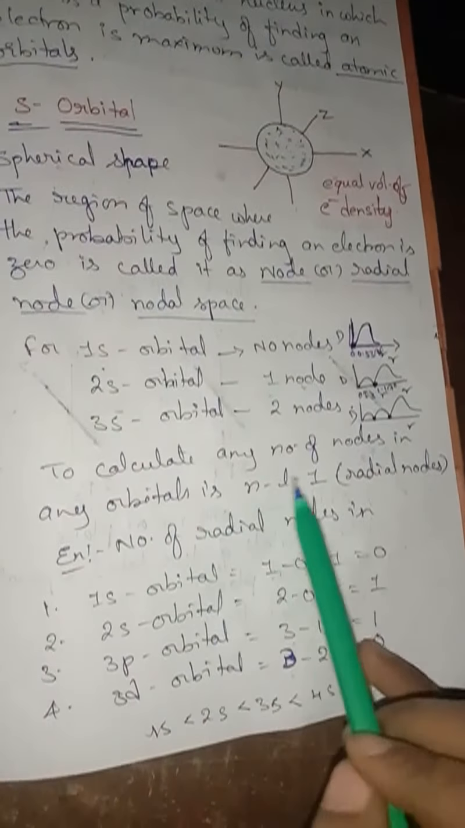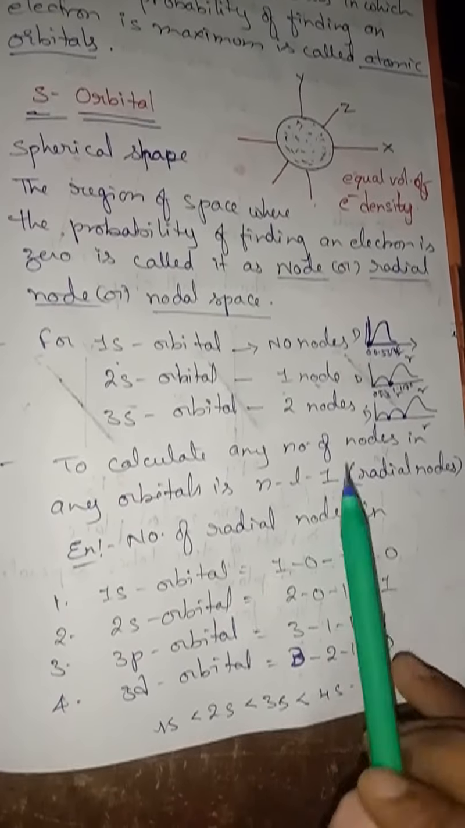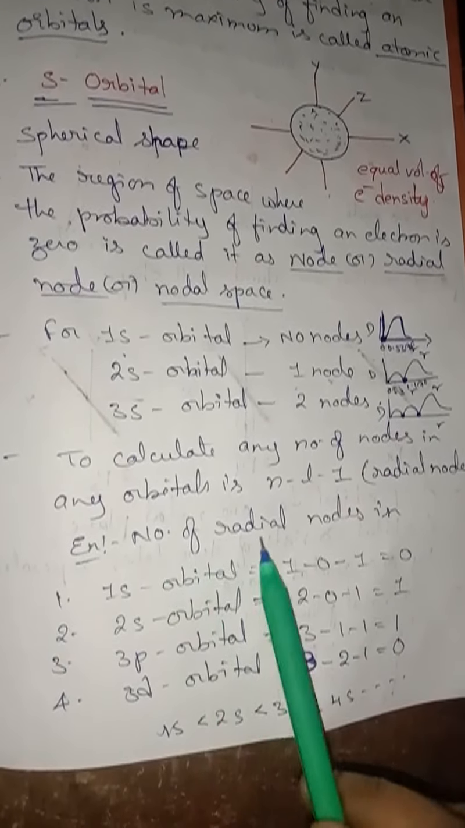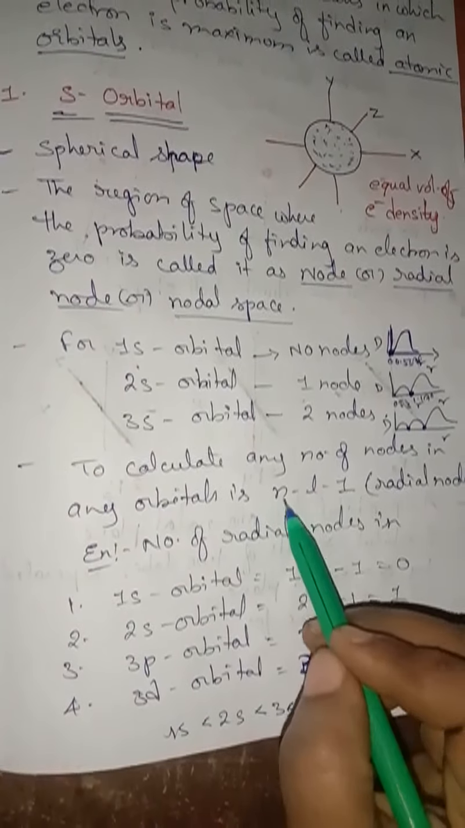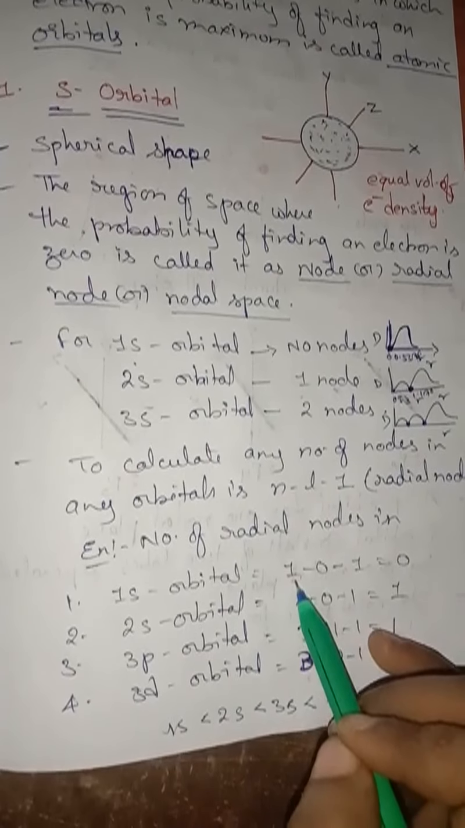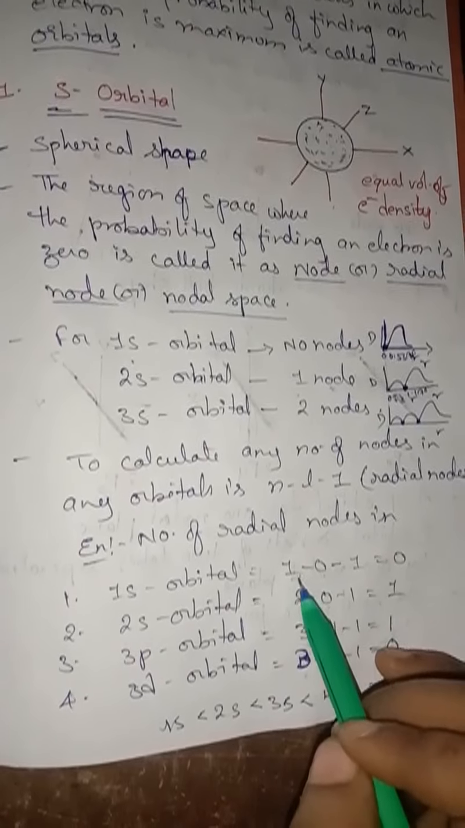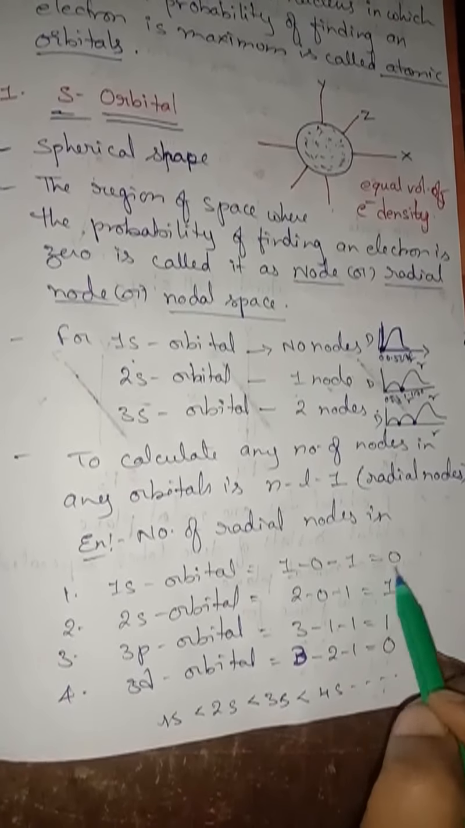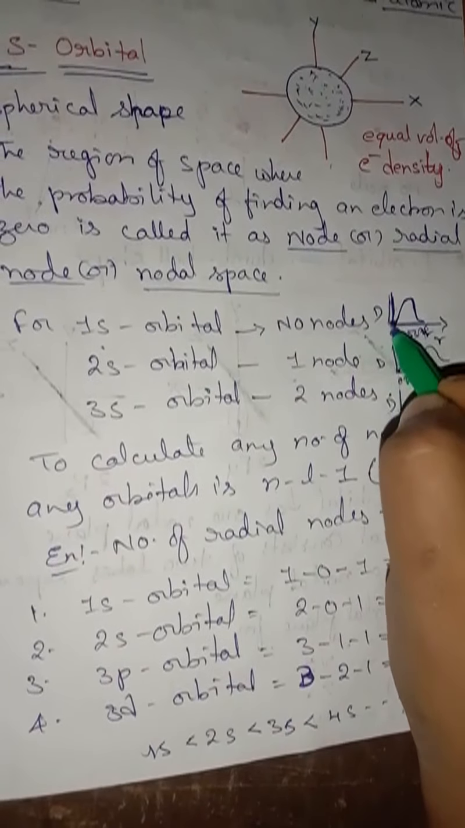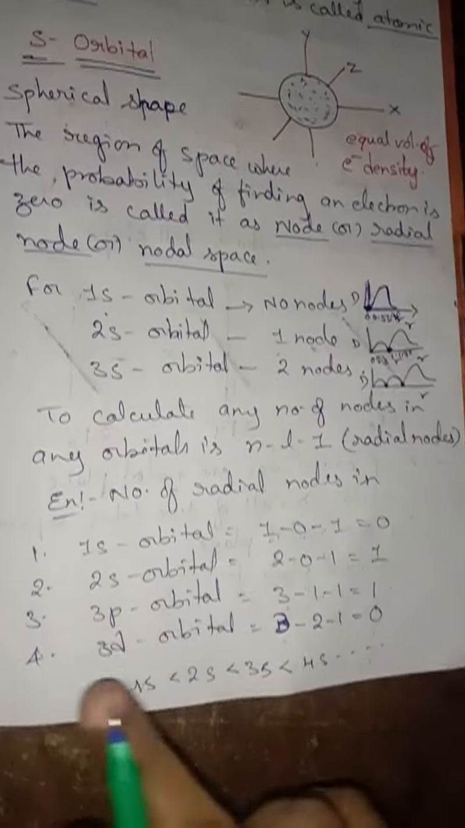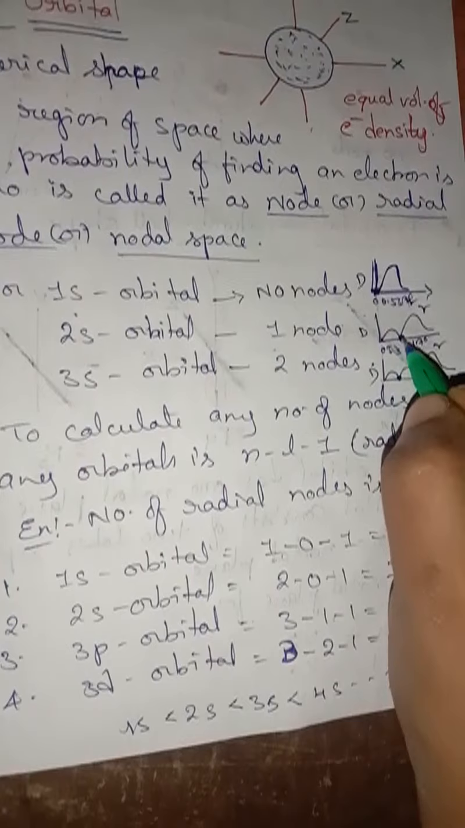The number of nodes in any orbital is given by the formula n minus l minus 1. For example, the number of radial nodes in the 1s orbital: the formula is n minus l minus 1. Here n equals 1 and l becomes 0, where l is the azimuthal quantum number. So 1 minus 0 minus 1 is 0, so no nodes are present. The diagram will be like this, starting here at 0. For the 2s orbital, 2 minus 0 minus 1 is 1, so one node is present.